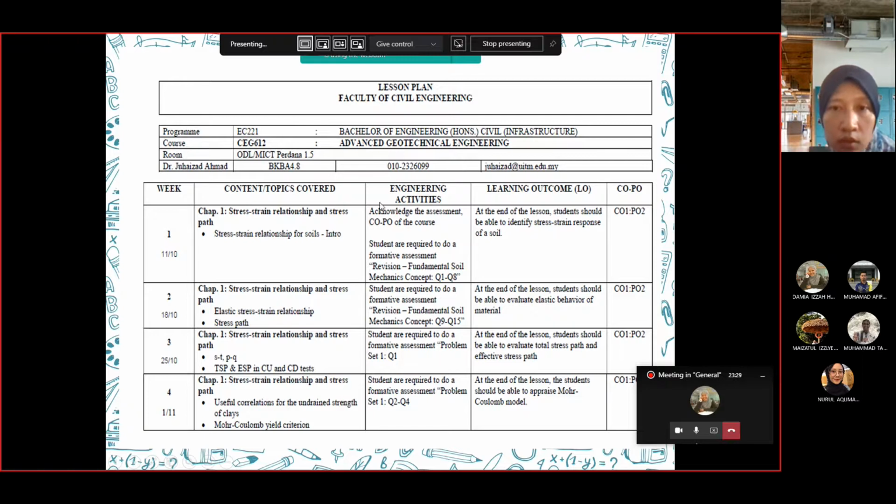Okay, it also highlighted and listed the engineering activities and the learning outcome for each topic. For example, from week 1 until week 4, we will have Chapter 1, which is stress-strain relationship and stress path. For this week, we just cover introductions. The next week will be on elastic stress-strain behavior, and then the stress path.